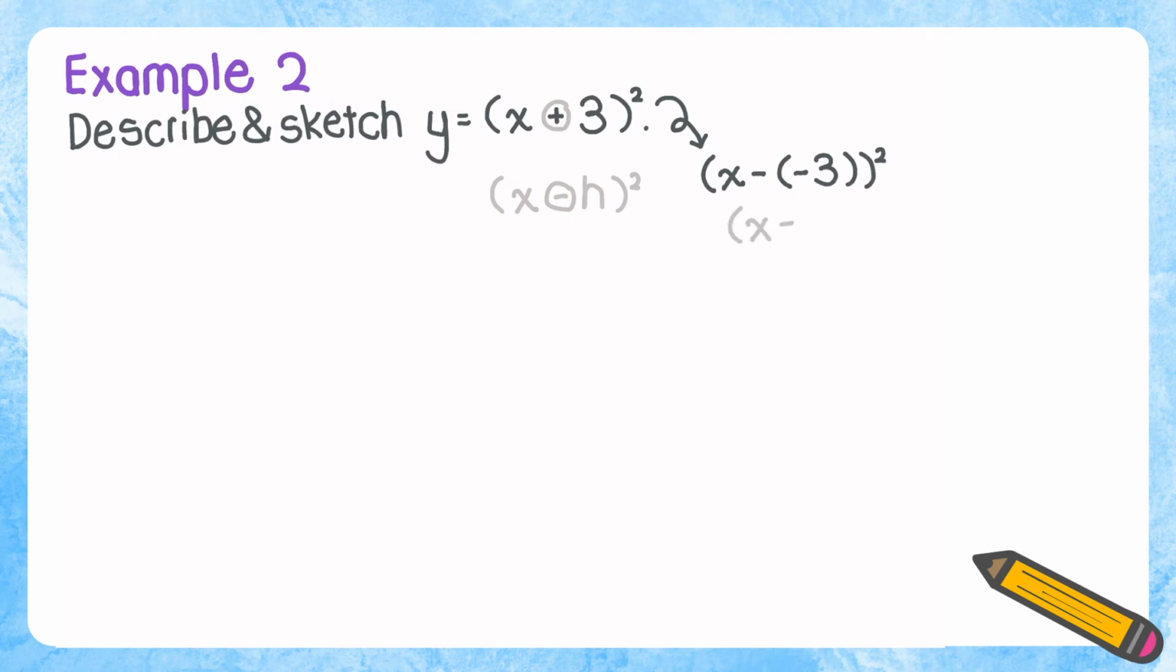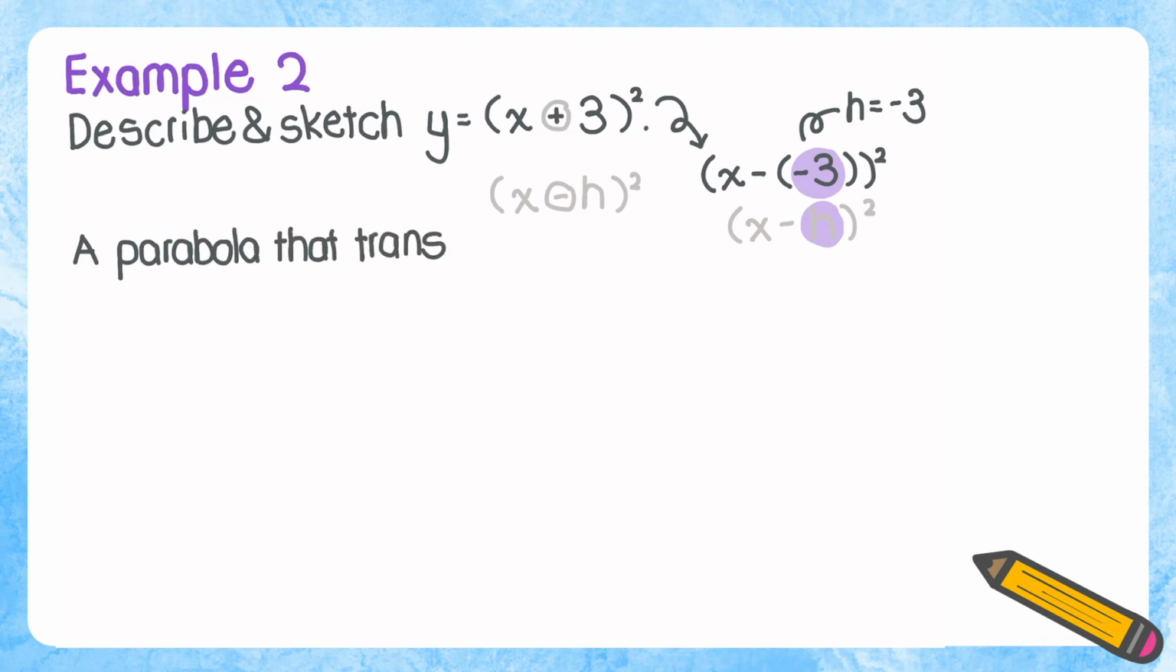Now I have the x minus h quantity squared form. In this case, h is replaced by negative 3. So right here, I know that h equals negative 3. Since it's negative, the parabola is going to translate to the left. So I have a parabola translated 3 units to the left. Again, this is because h is negative 3 right here.